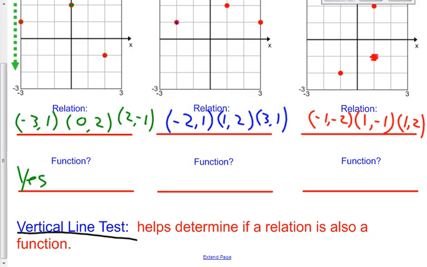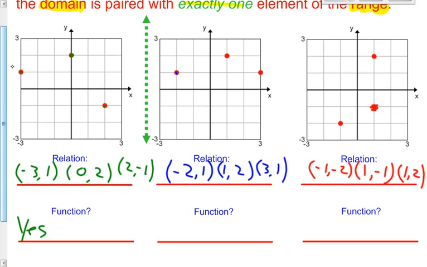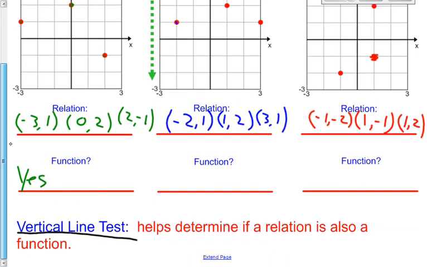All right, so now for our next one, our middle one. We take our vertical line, and as we go from left to right, does it touch one and only 1 dot at a time? Meaning it does not touch 2 or more. 1 dot, 1 point, 1 point. This one is also a function. We would say yes for this one as well. It passes the vertical line test.